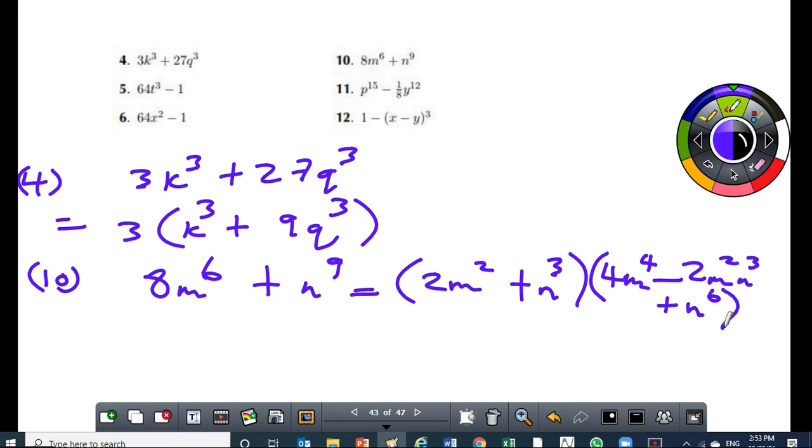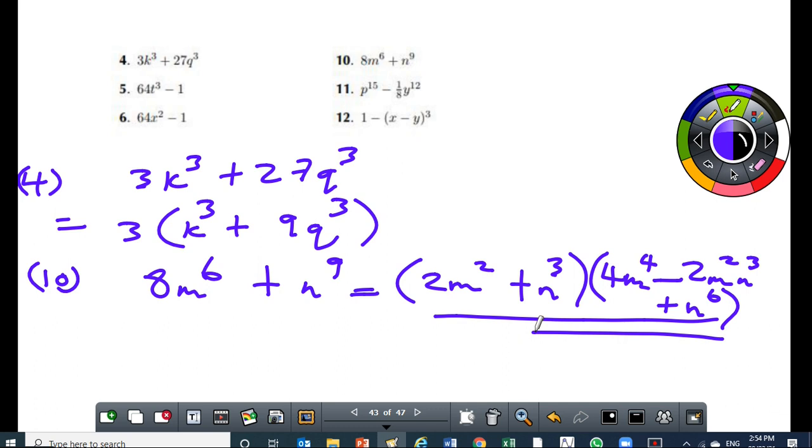Okay? Then you may need to check whether the factors can be factorized further or not. The binomial factor cannot be factorized because 2 is not a perfect cube and m squared is not a perfect cube. The trinomial cannot be factorized either. So it means this will be the solution. You can't carry on any further from there. If you got that answer for number 10 correct, raise your hand. All right, thank you. Then number 12, am I right?